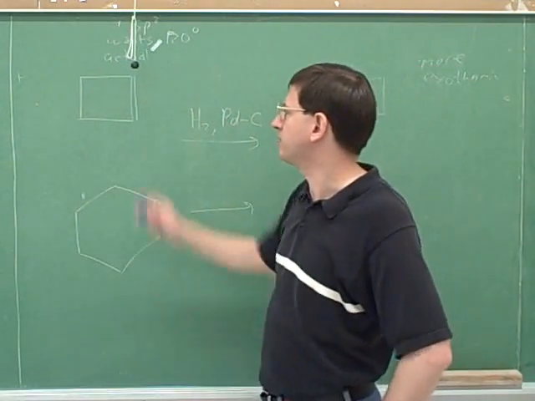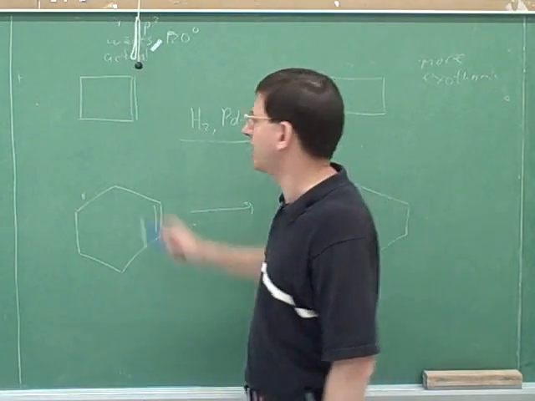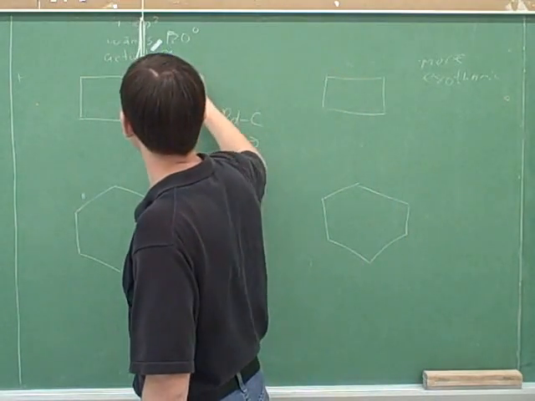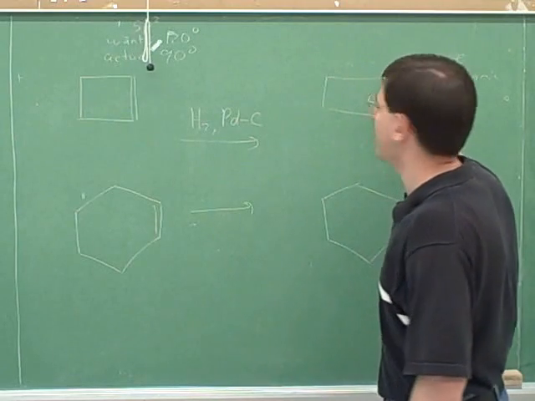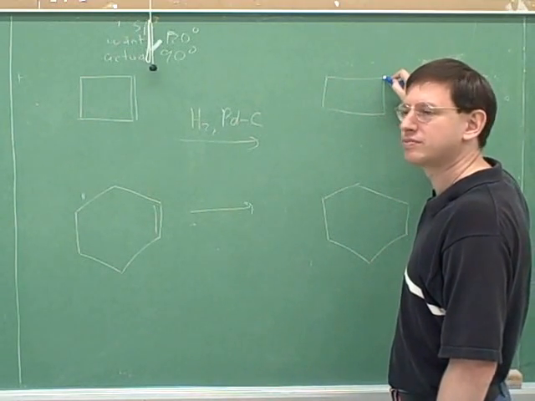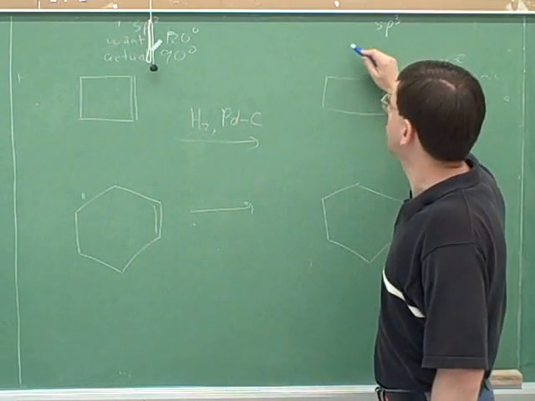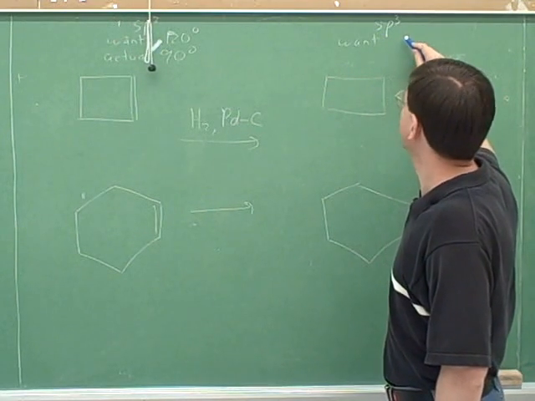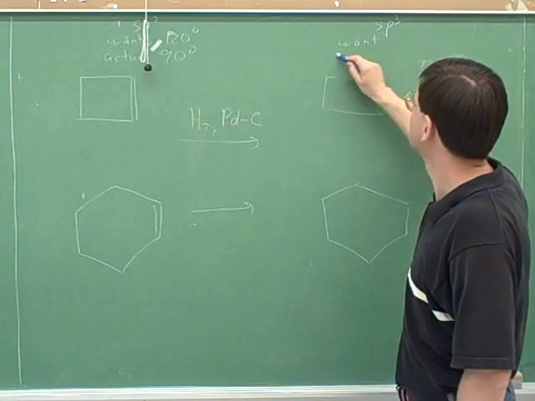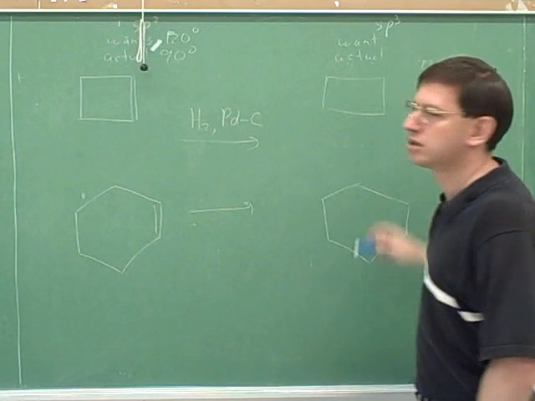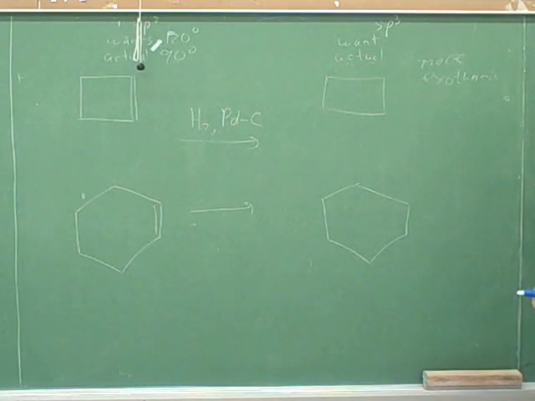What would the actual bond angle be in a four-membered ring? Based on looking at it, you can just see that it's got to be 90. Now over here, what's the hybridization of this carbon? sp3. So what does it want its bond angle to be? 109.